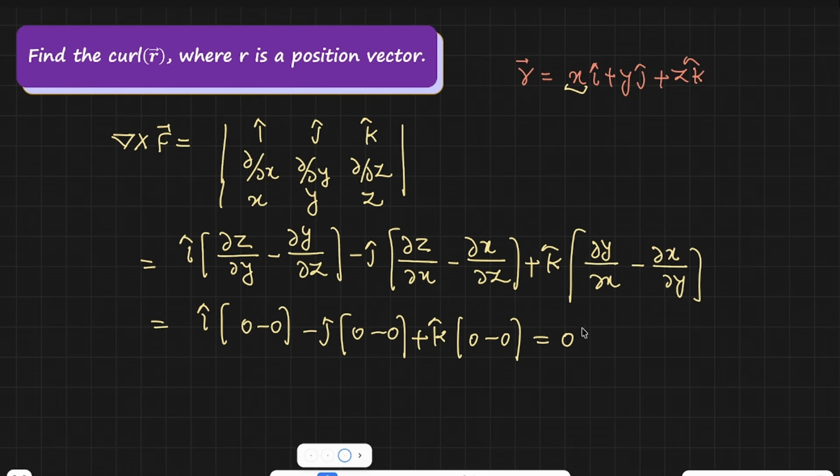So the whole will be 0 i cap plus 0 j cap plus 0 k cap. This is called the 0 vector. Okay, so there is no rotation of the position vector.